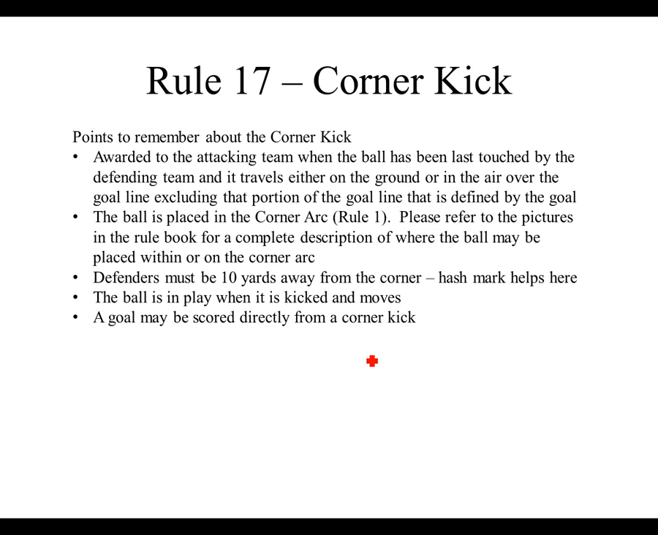Here's Rule 17. The last one, corner kick. It is awarded to the attacking team when the ball has been last touched by the defensive team and it goes over the goal line, either in the air or on the ground. Doesn't matter. They put the ball in the corner arc. Remember that, a corner arc. We've talked about that. Refer to the pictures in the rule book. And once again, they can put it anywhere in the arc or on the lines around that.